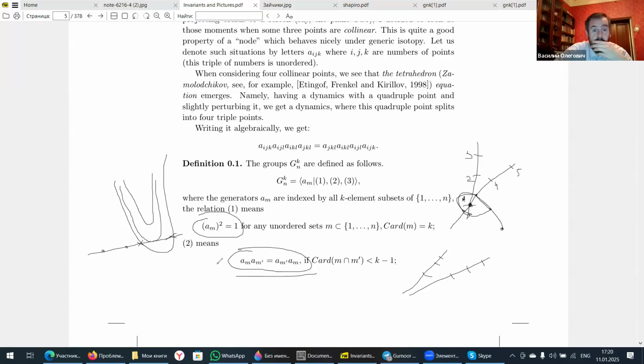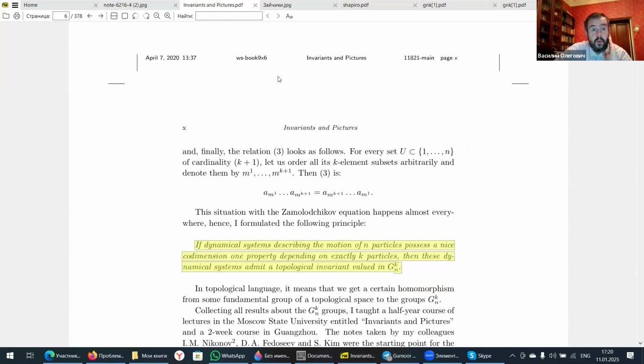But the most interesting relation comes from the codimension 2 event when some four points are collinear. So this is a relation of codimension 2, and four points which are collinear. This situation is unstable. So if we have a generic braid, it never happens. But if we have a braid which is not generic, it may happen. And if we perturb it a little, this quadruple point disappears, but four triple points do appear, 1, 2, 3, 1, 2, 4, 1, 3, 4, and 2, 3, 4, and they will appear in some order if we perturb in one direction, and they will appear in the opposite order when we perturb in the other direction. And that's what these relations come from.